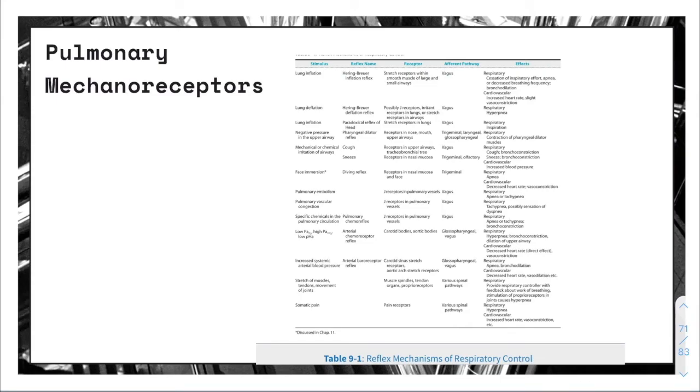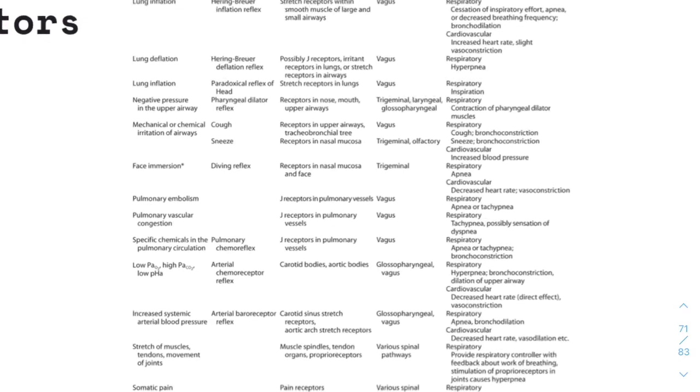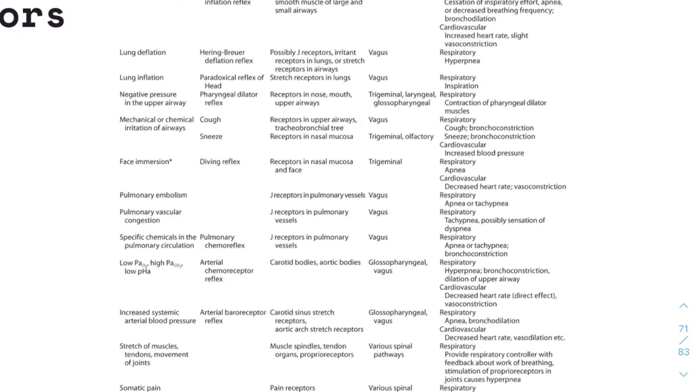Okay, how about your pulmonary mechanoreceptors? We mentioned that these are found in the smooth muscle of your large and smaller airways. They can also be found in the pulmonary vessels. They respond to stretch. So you have the stimulus here, and your reflex name, the Hering-Breuer inflation reflex, that responds to a stimulus.